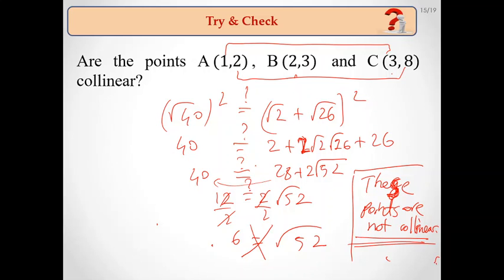We found it because we saw this part here is bigger than square root 40. So these points are not collinear. We are checking for the equality and there is no equality.